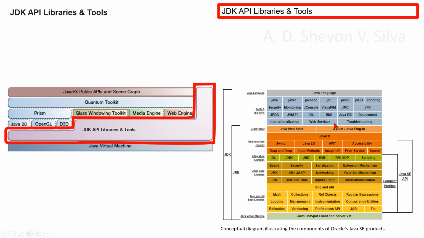schemagen, schema generator for Java Architecture for XML Binding. wsgen, tool to generate JAX-WS portable artifacts. wsimport, tool to generate JAX-WS portable artifacts. xjc, binding compiler for Java Architecture for XML Binding.